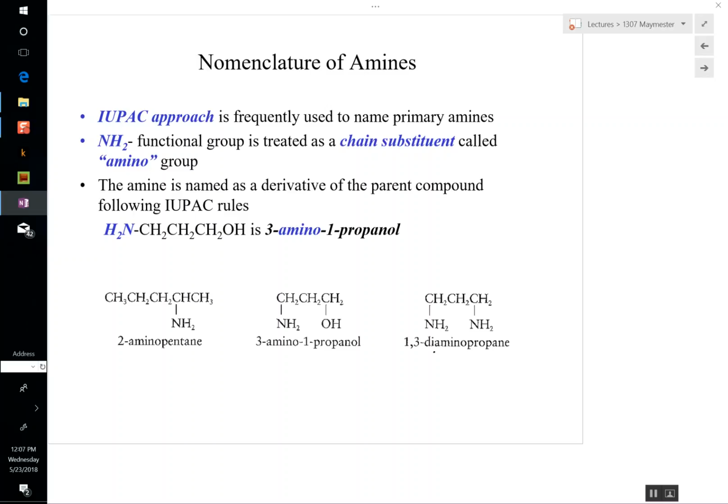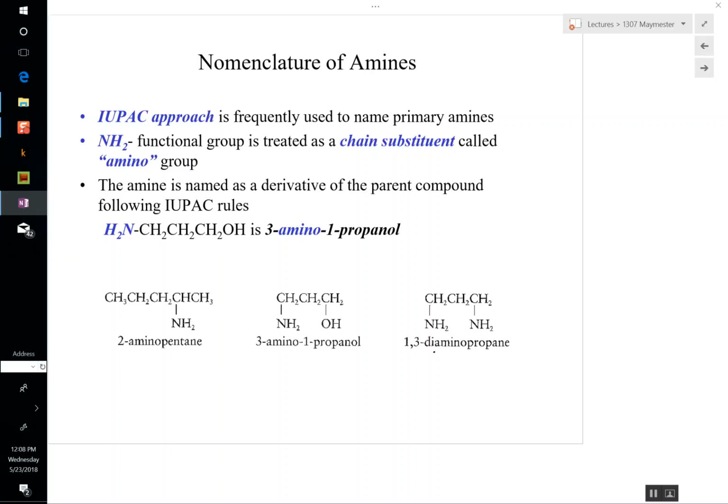So when you start getting longer carbons and a lot more options for where the nitrogen can be attached to that chain, it's better to go over to here. 1, 2, 3, 4, 5. We're going to call this pentane with an amino substituent on the second carbon, just as if it was a chloro or a hydroxy or a methyl group. If there was a methyl there, it'd be 2-methylpentane. This is 2-aminopentane. Okay, this is good.